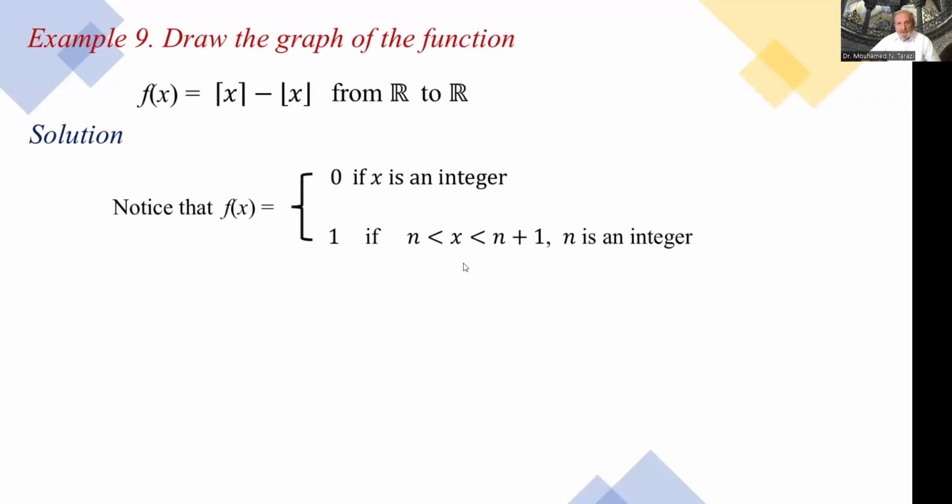Now, when x is not an integer, so x is between n and n plus 1, the ceiling function of x is n plus 1. The floor function of x is n. So now you're subtracting, n plus 1 minus n, you get 1. So this function here is 0 when x is an integer and 1 if x is not an integer.